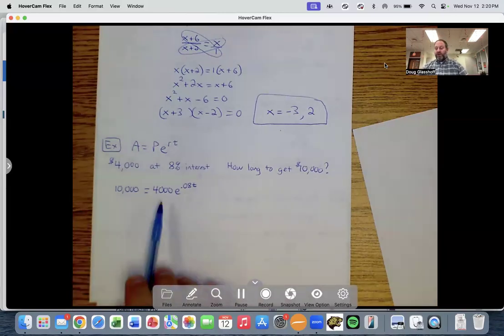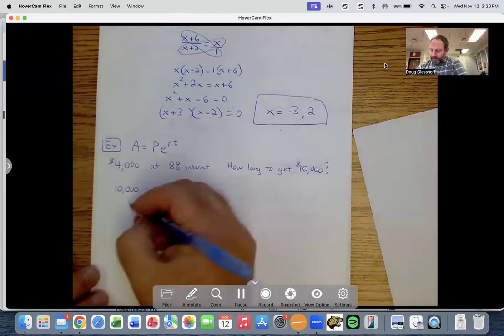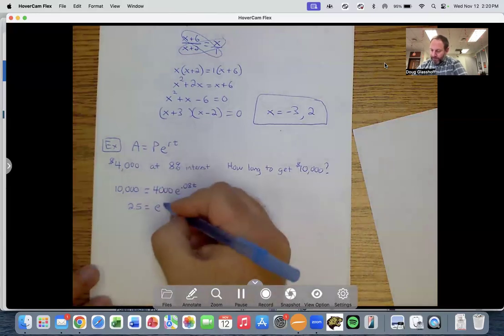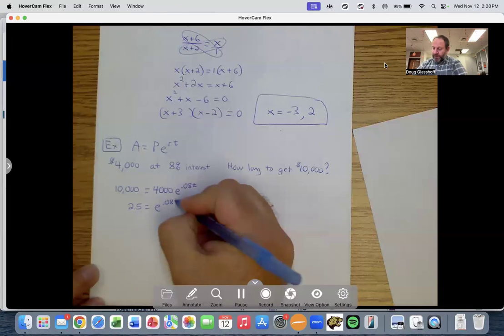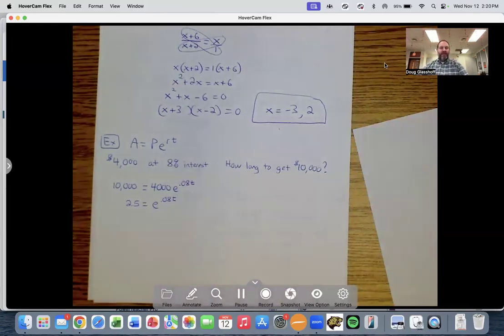All right, this is going to look a lot like that second one. So what I'm going to do is this 4,000 doesn't involve the power. So I'm going to divide that over first. So if I take 10,000 divided by 4,000, again, I did that earlier, that gave me 2.5. So I have 2.5 equals e to the 0.08 times t. Now, again, you can use natural log or log. I'm going to use natural log because I have an e in the problem.